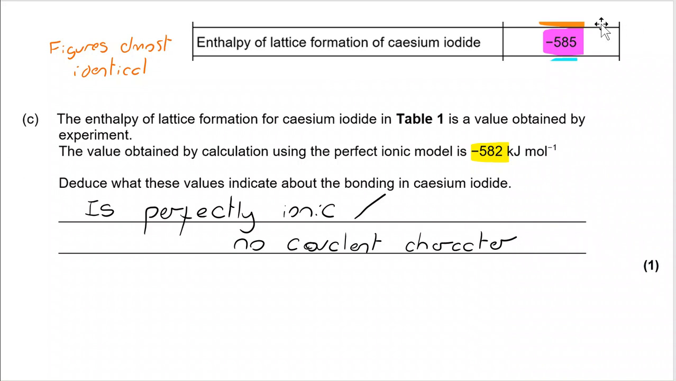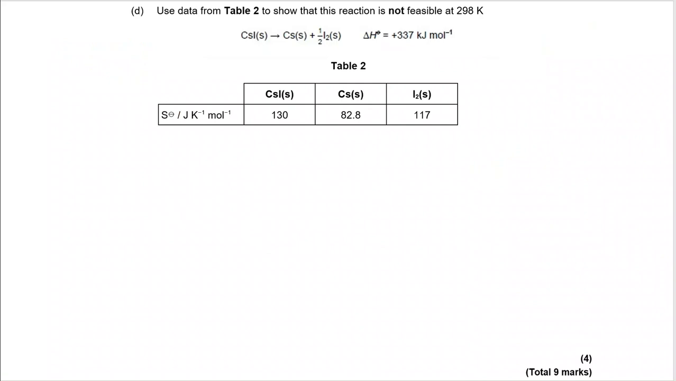Covalent character would have additional impact on enthalpy changes because you would be overcoming those covalent forces of attraction as well. The fact that they're similar means it's perfectly or almost perfectly ionic. There's no covalent character. Let's move on and have a look at table 2, and we're going to show that the reaction provided is not feasible at 298K.